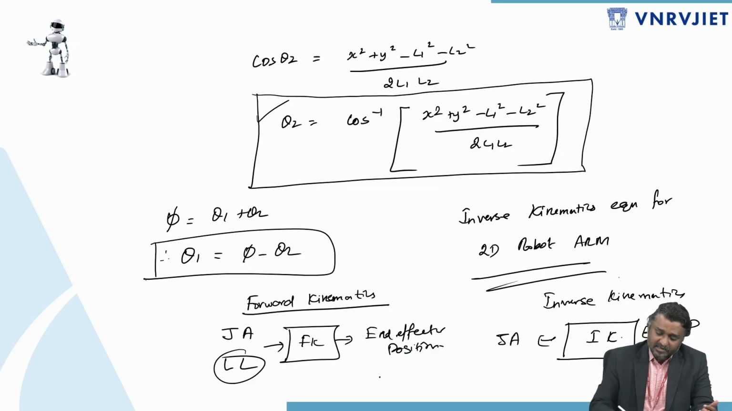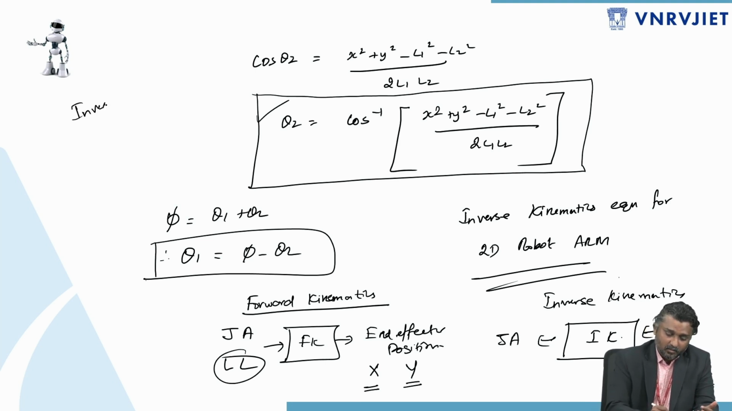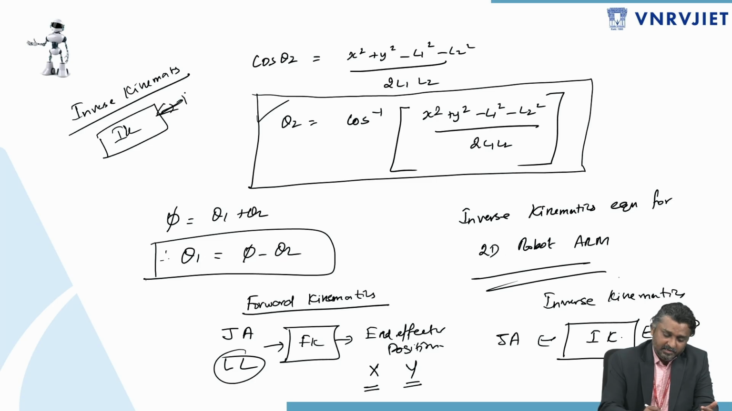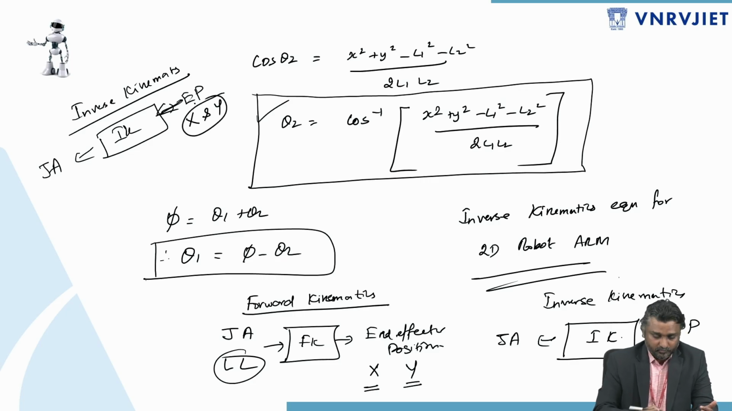In forward kinematics, you have to identify the total x distance and y distance, and from the x distance and y distance you identify the end effector position. And in inverse kinematics, the end effector position, the x distance and y distance, I know. From the x distance and y distance, I have to identify the angles theta 1 and theta 2, because this is the 2D arm.